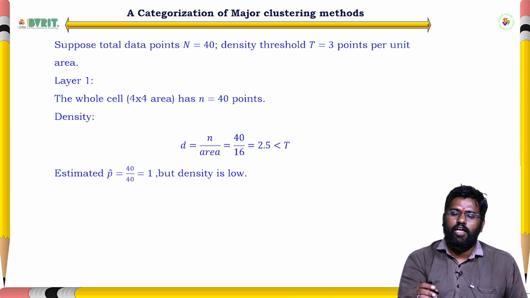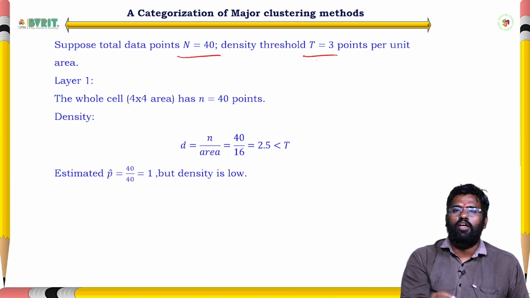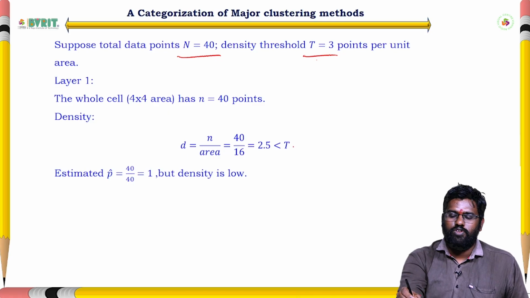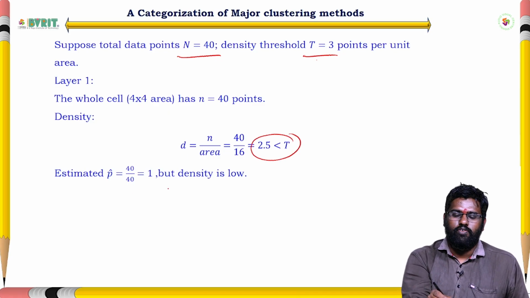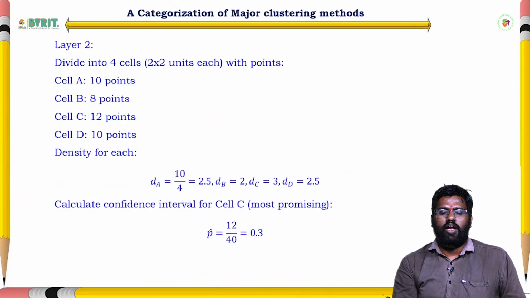First, we have taken the number of data points n as 40, a threshold value of 3, and a particular per unit area. For layer 1 we compute n by area. The n value is 40, divided by the area value, which is 16 in the example, giving 2.5, which is less than 3. The p value is estimated as 40 by 41, but the density value is low. Now we do the same process and find the confidence.